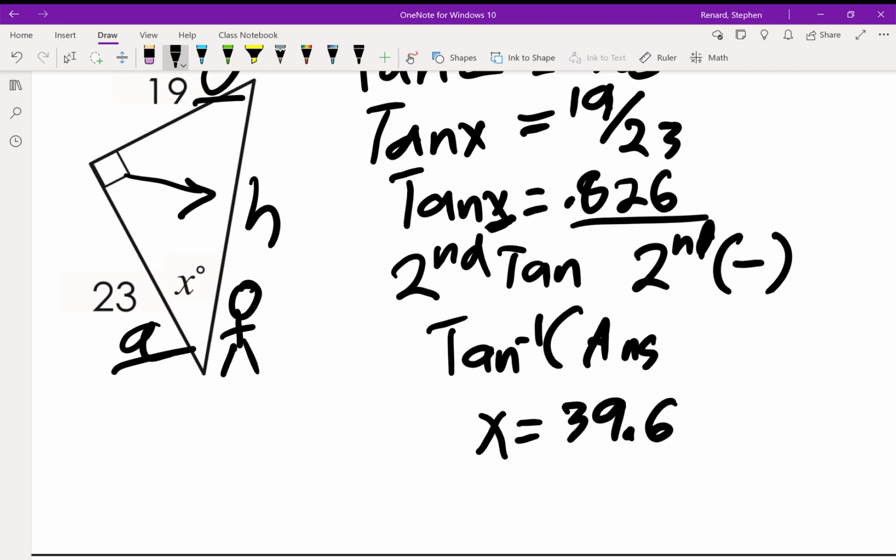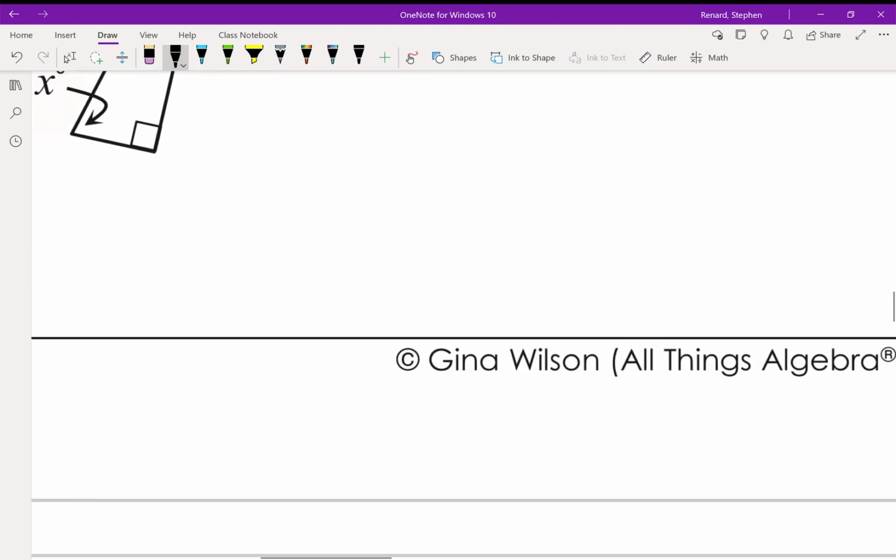So x equals 39.6. Now you can check this. You can go, what is the tangent of 39.6? You have 39.6 tangent. We get 0.827, which is pretty darn close. It's not going to be exact because it was an irrational number. We didn't write out the whole thing. But okay, so that's how you do it.